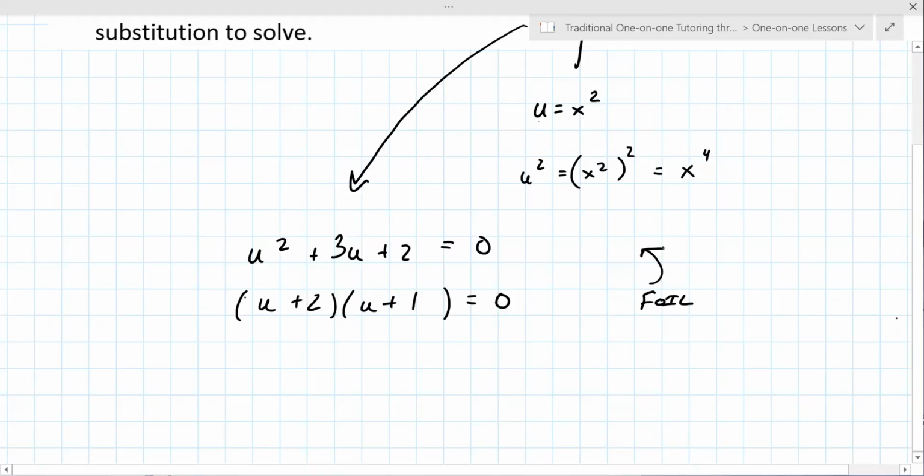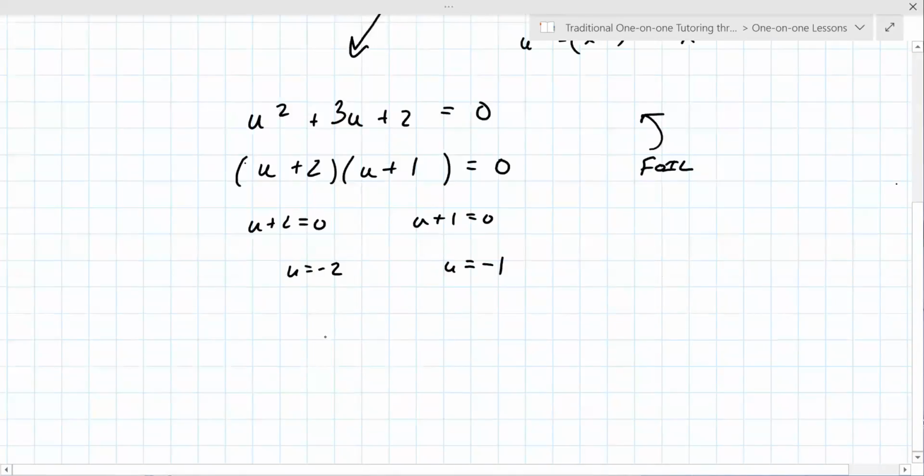Okay, now you feel really good about this. You set each of these equal to 0, like you've always done. And the mistake here is to think you are done at this step, because you are not done. This is true if you're solving for u, but u is really x squared. So there's this step now where you have to back substitute. So instead of u, you write x squared equals minus 2 and x squared equals minus 1. And this is what you need to be able to solve.